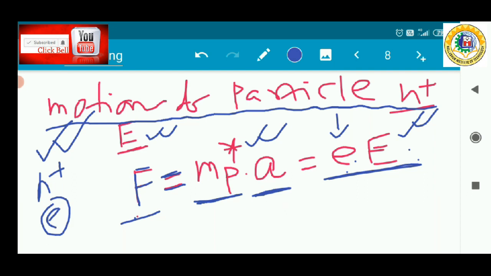Now if the electric field is constant, then we expect from this equation that the velocity will increase linearly with time. This is the linear equation, so if the electric field is constant, acceleration will be constant. Acceleration being constant means velocity increases linearly with time, because acceleration is velocity per second square.